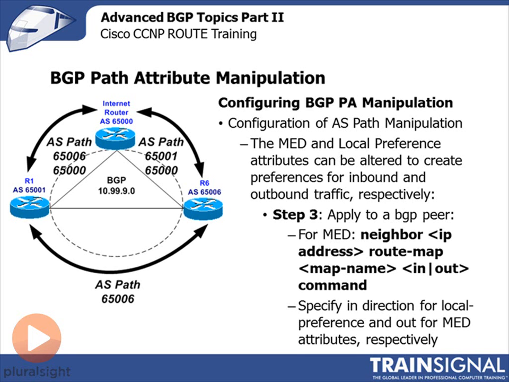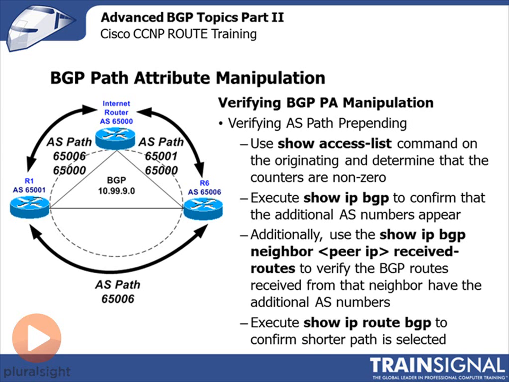For setting the neighbor relationship, you do neighbor, address, route-map, the name, and in this case for the multi-exit discriminator, remember it's going to be out because it's being advertised to that neighbor what the entry point into the autonomous system is. And obviously local preference would be the opposite.